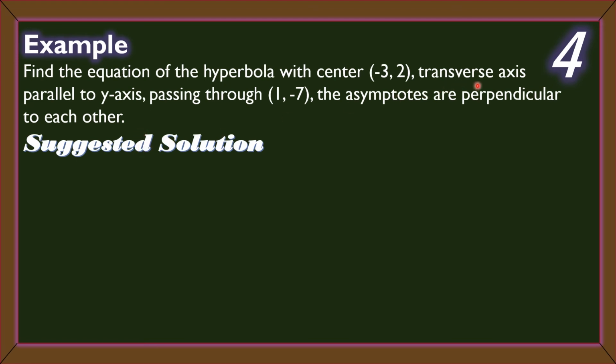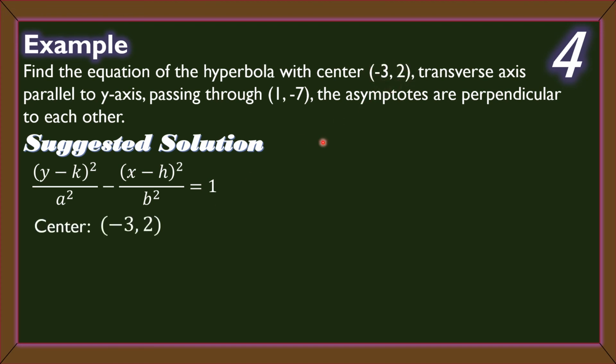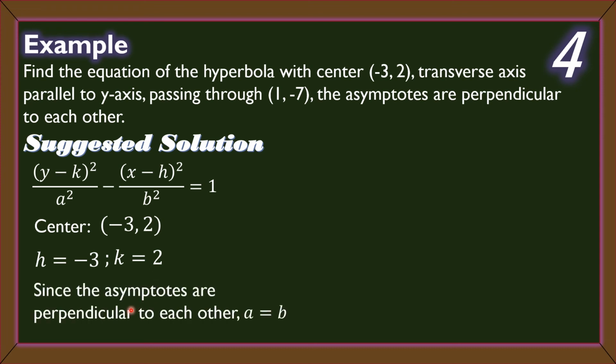Since the transverse axis is parallel to the y-axis, then we're going to use the standard form of the equation, (y - k)^2/a^2 - (x - h)^2/b^2 = 1. It is known that the center is at (-3, 2), then h is equal to -3 and k is equal to 2. Another given, the asymptotes are perpendicular to each other. This implies that a is equal to b.